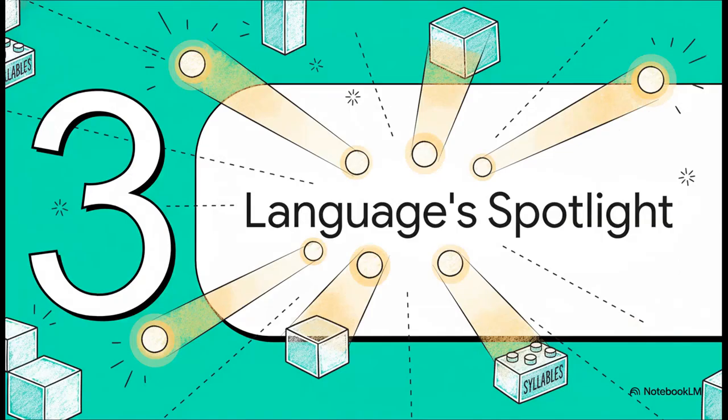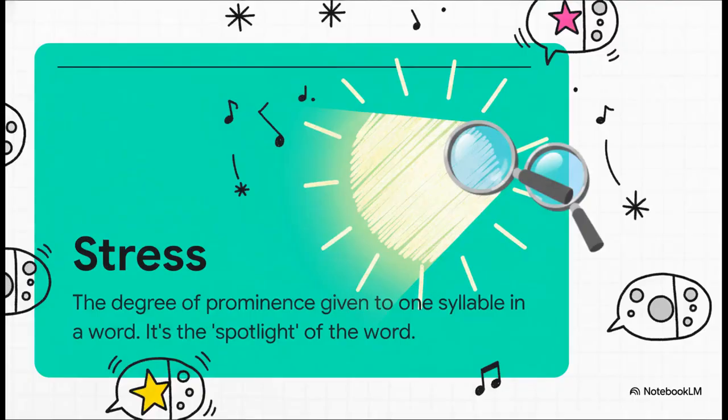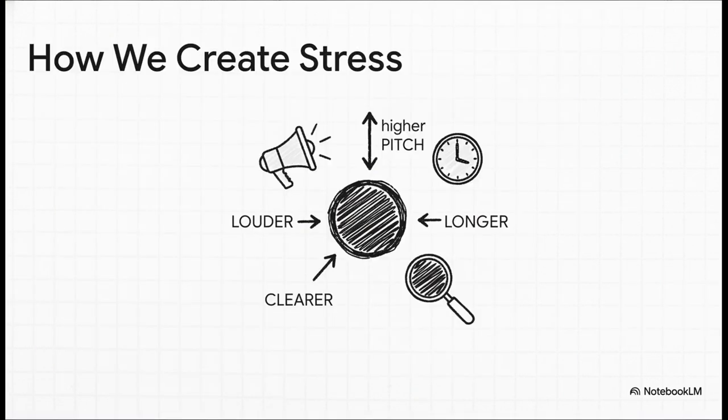All right, so words are made of syllables. We got that. But what is it that makes one of those syllables in a word stand out more than the others? This, my friends, is where the magic happens. This is language's hidden spotlight. And that spotlight is what we call stress. It's really just the amount of energy or emphasis we put on one syllable compared to the ones next to it. In any word with more than one syllable, one of them gets to be the star of the show. It gets the spotlight.